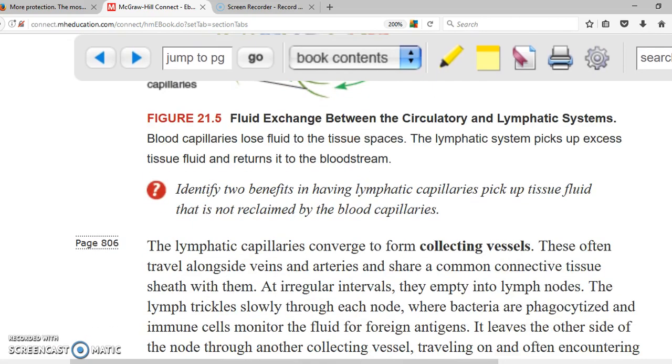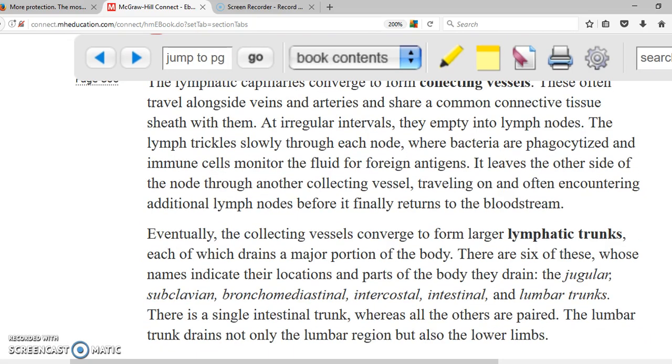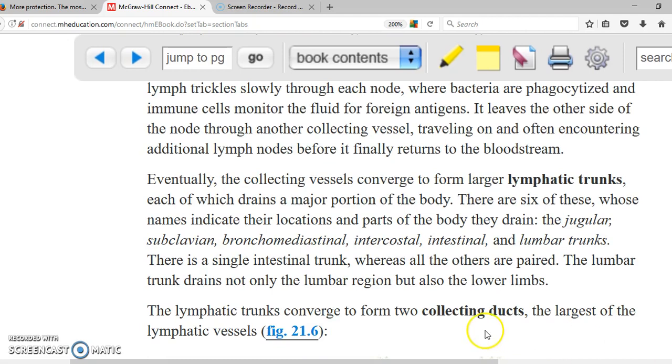So if we scroll down, we already talked about the different types of lymphatic vessels that we have. They're going to collect the fluid. Eventually, all these fluids are going to end up in the lymphatic trunks, and the lymphatic trunks are going to eventually end in the collecting ducts. There are two main ones: one that is going to dump the fluid into the right subclavian vein, and the one on the left that is going to dump the fluid into the left subclavian vein.